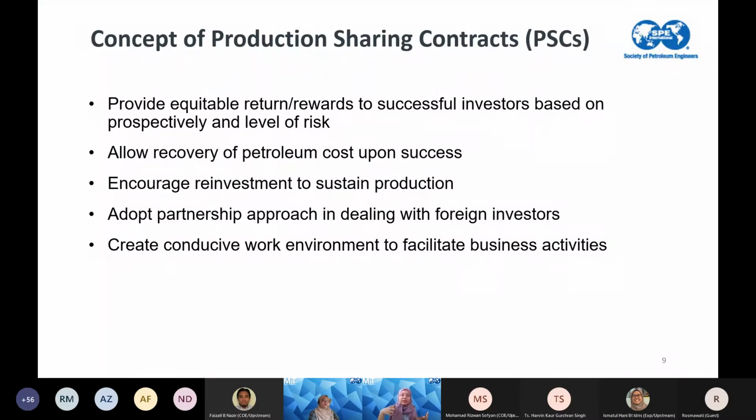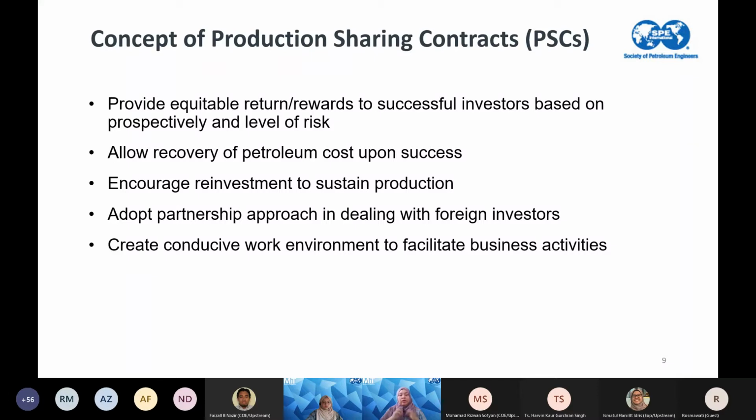The fundamental thinking behind this is that the resource owners are the host authorities. So you've got someone else to come and essentially develop the field, but ultimately the resource owners are the host authorities. Therefore, I will pay you back the cost that you have to fork out to develop the field. That's what cost recovery means. And typically, a PSC tries to adopt a partner approach in dealing with investors or contractors, because it's about shared risk and reward and hopefully shared benefits as well.